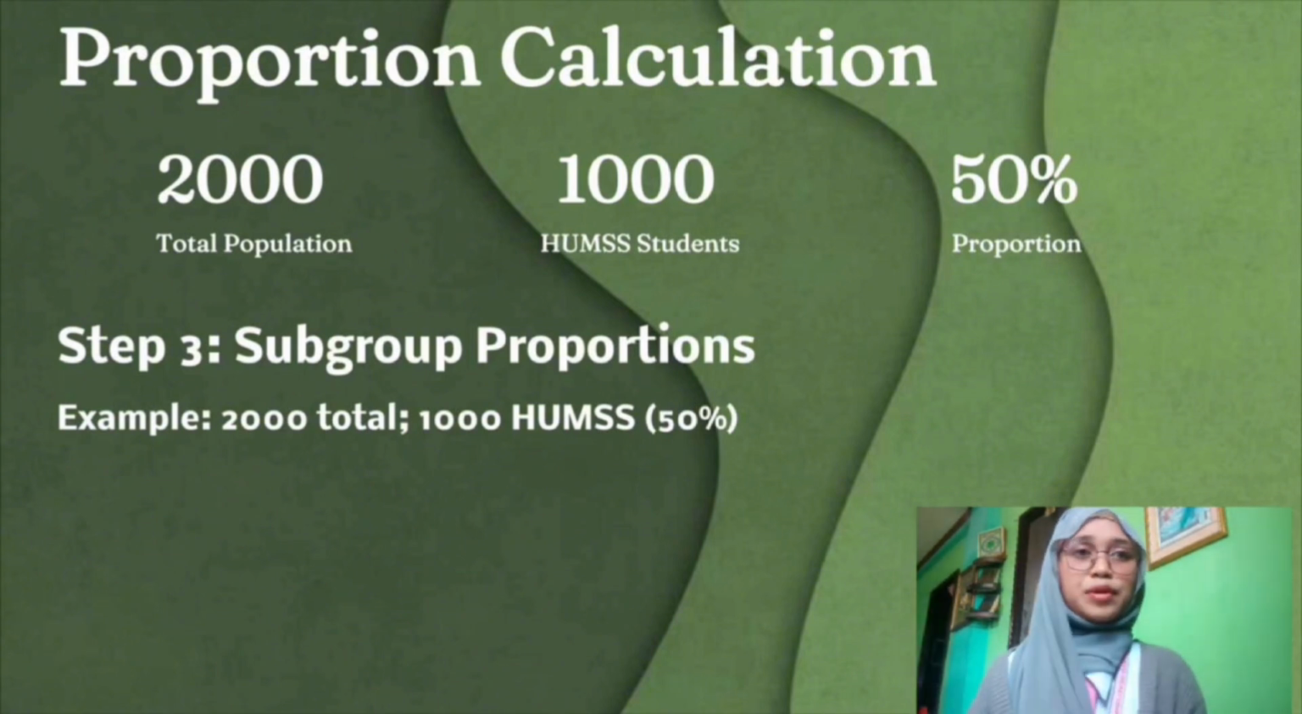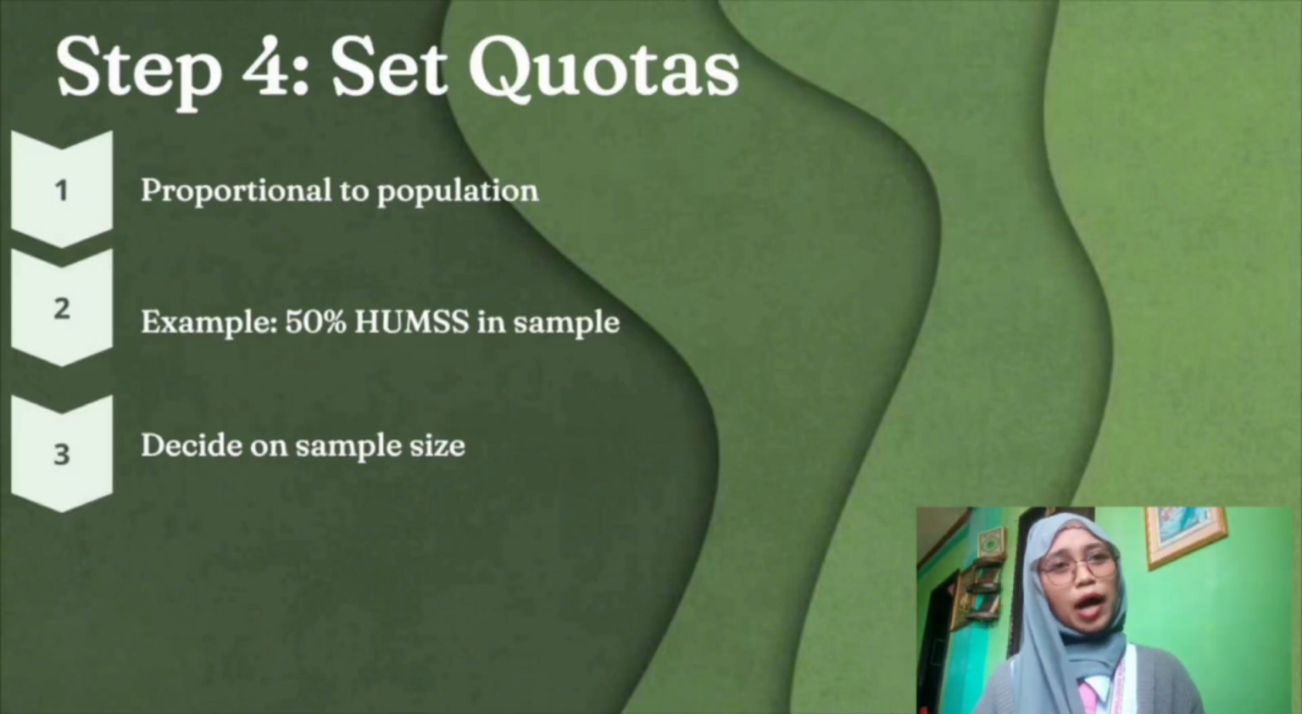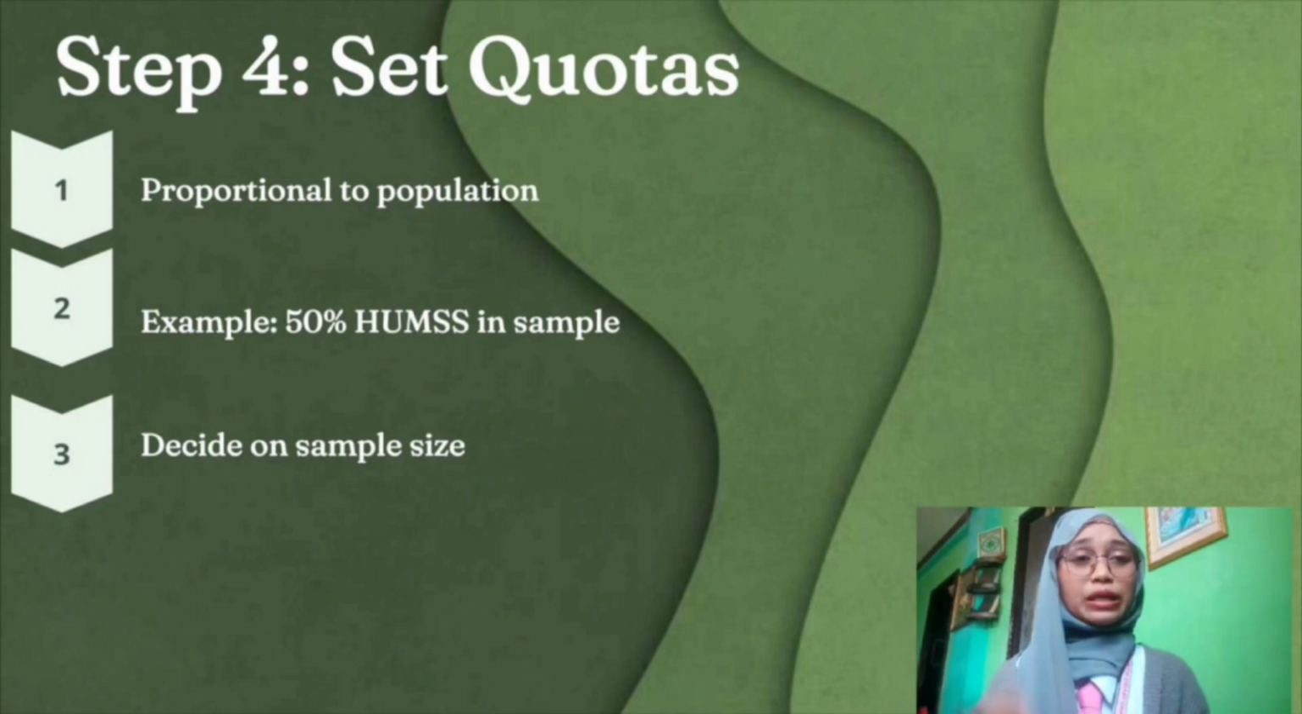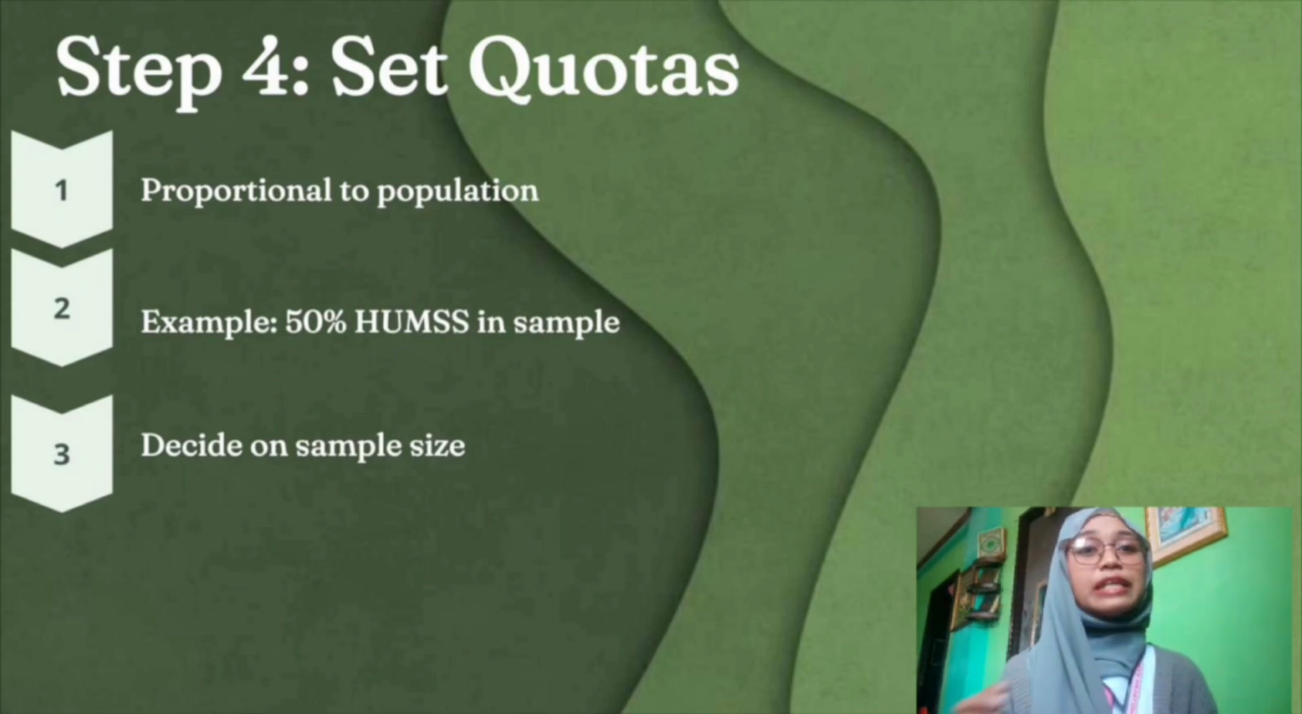Once you know the number of individuals in each subgroup in the population, you can now start to set quotas for each subgroup in the population. Therefore, you need to decide how many individuals from each subgroup you will include in your study. However, the quota should be proportional to the proportion of individuals in the population.